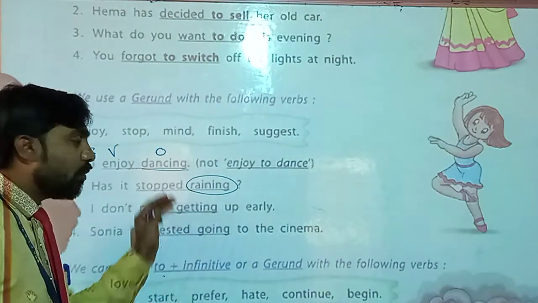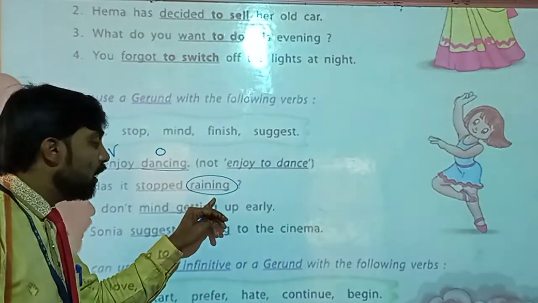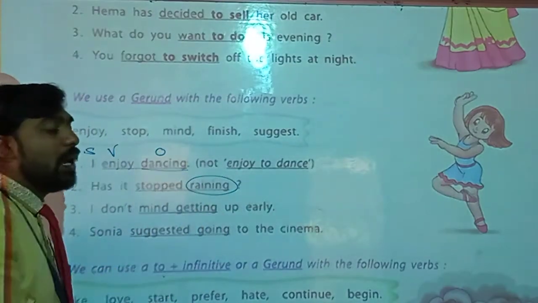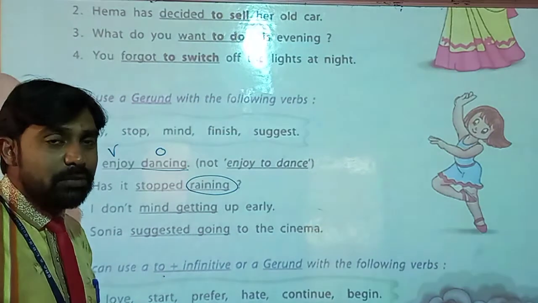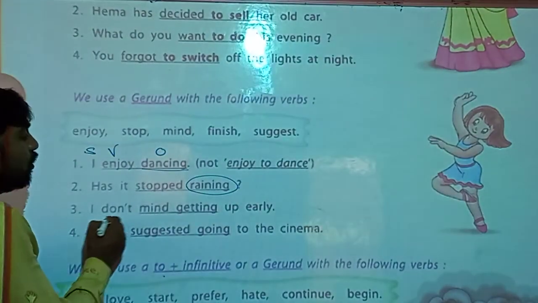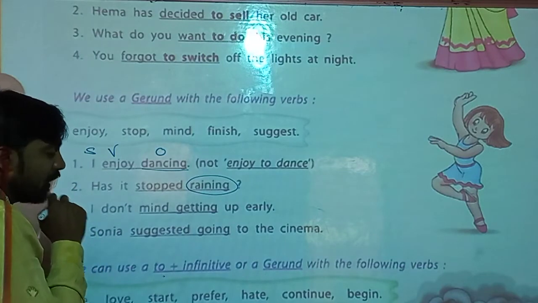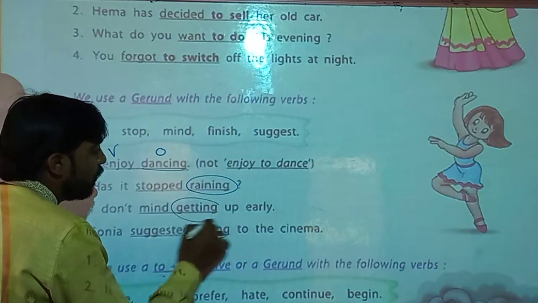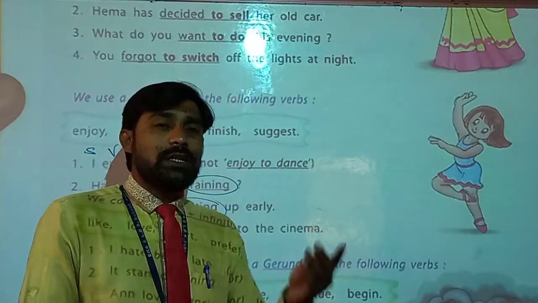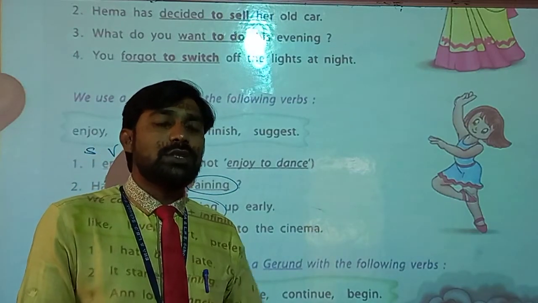Has it stopped raining? Now here raining is not used as verb. It is used as noun. Raining means the rain only. Okay, that raining. Now I don't mind getting up early. I don't mind getting up early. The action of get is known as getting.